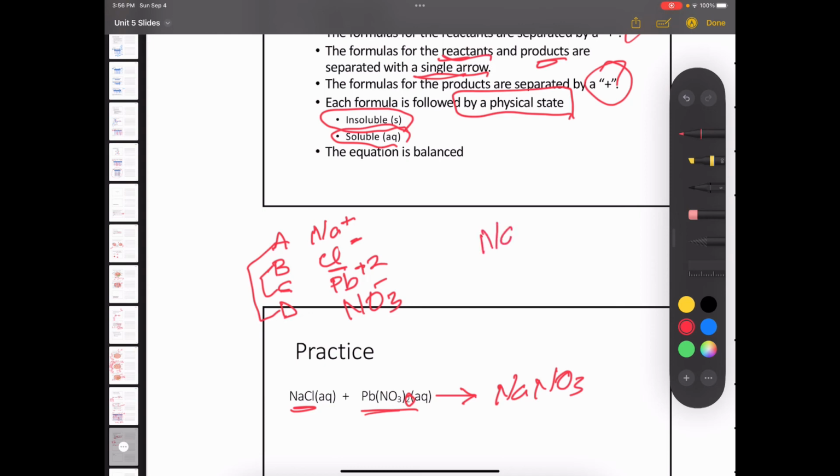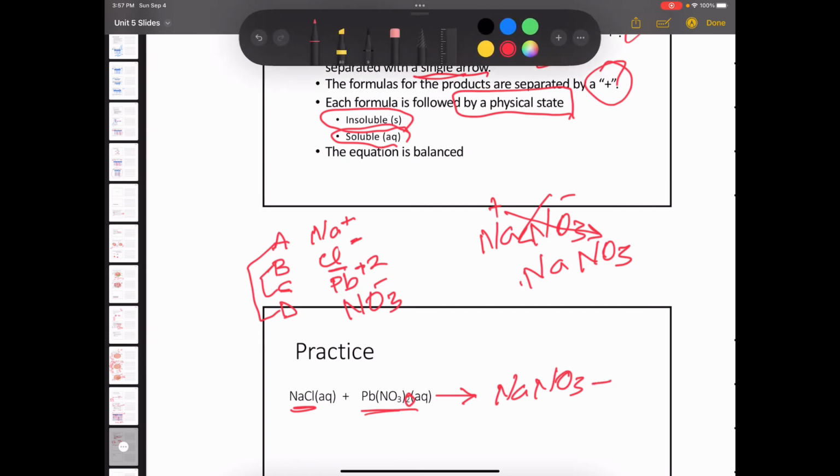So when we are trying to write the molecular formula for NaNO3, we swap the oxidation numbers like this, and it would be NaNO3 like this. Okay? The next one that I have is B and C, so lead chloride. Because chloride is negative and lead is positive, we are going to swap the charges. As a result, the molecular formula for lead chloride would have two chlorides and one lead atom.